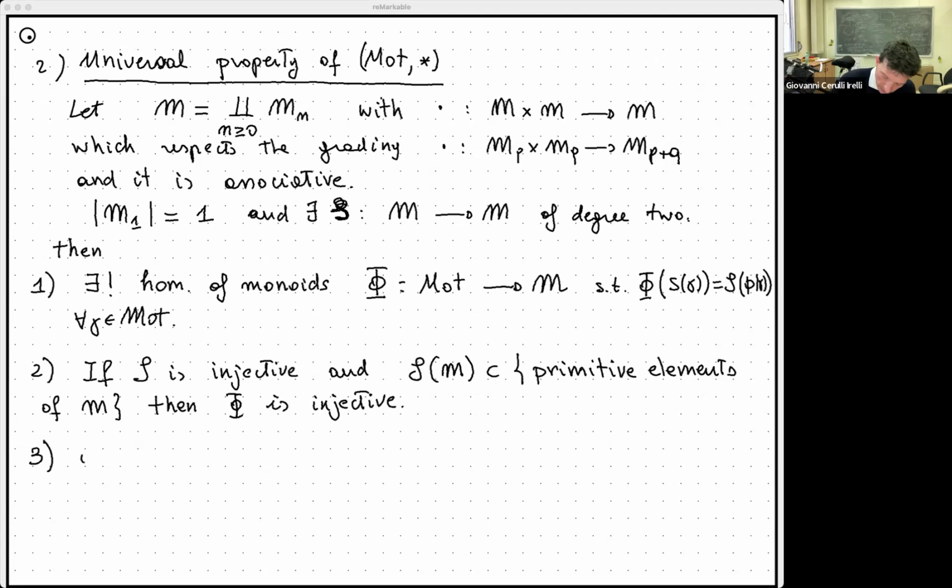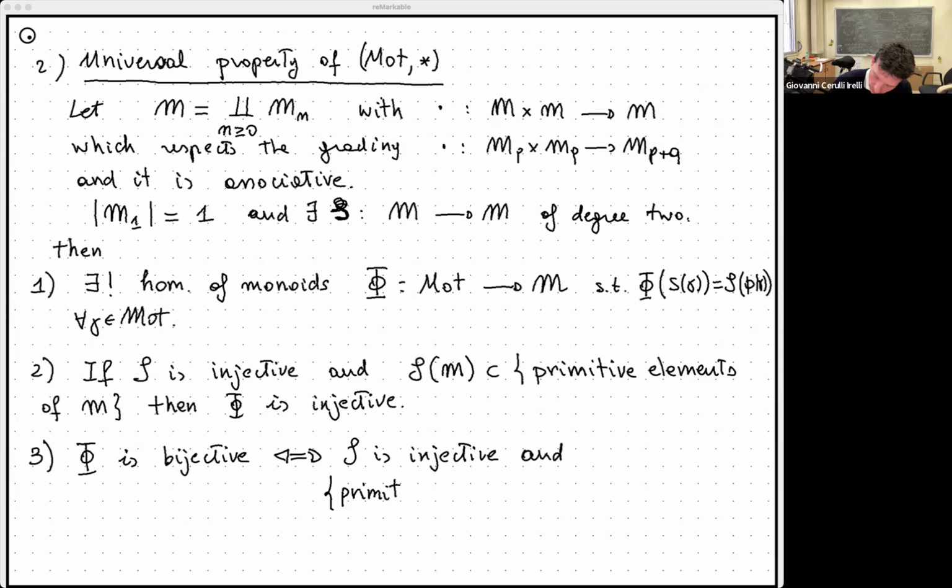The third thesis is that phi is bijective if and only if S is injective, and the primitive elements of M with respect to this operation are precisely the suspension union M1. All right. So that's the universal property of this Motzkin monoid that we found.